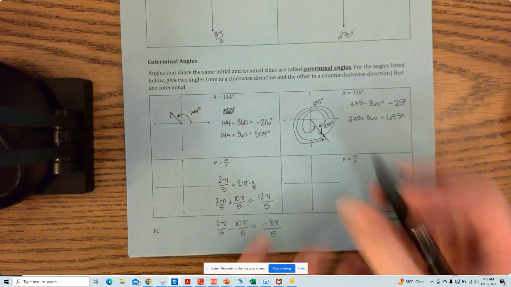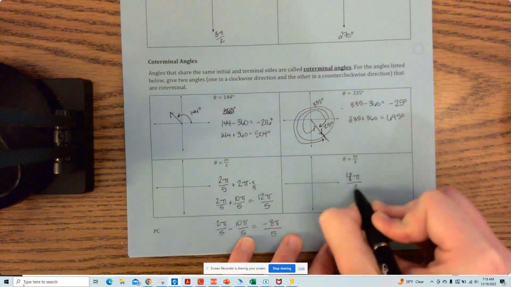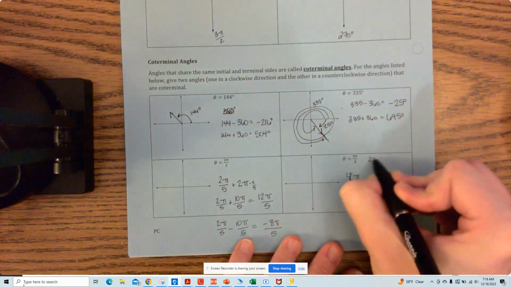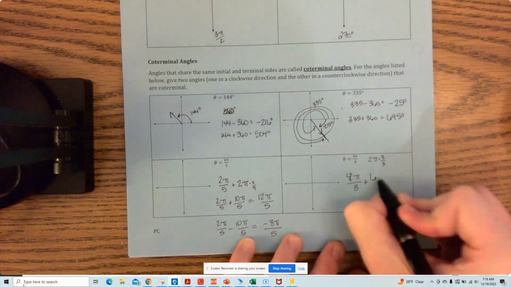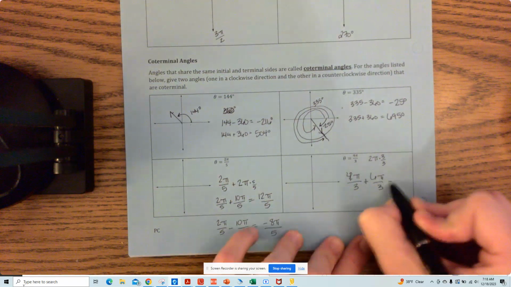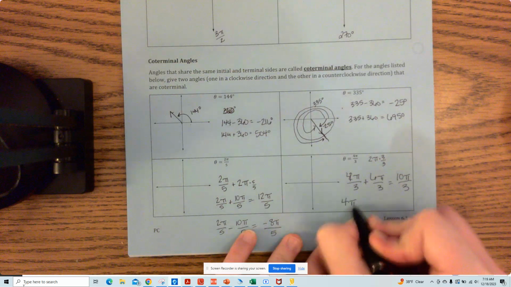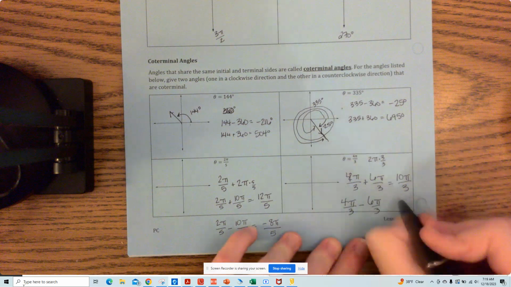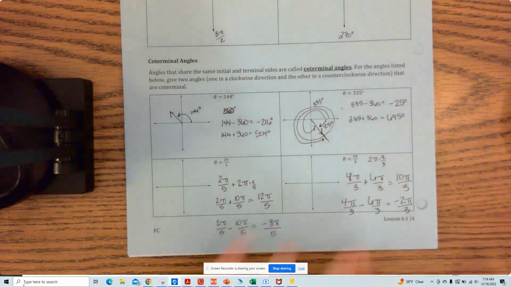Okay. So for 4 pi over 3, I would need to add 2 pi, but again, I need a bottom of 3. So that's multiplying the top and the bottom. So that would be 6 pi over 3, which would be 10 pi over 3, or 4 pi over 3 minus 6 pi over 3. 4 minus 6 would give us a negative 2 pi over 3.